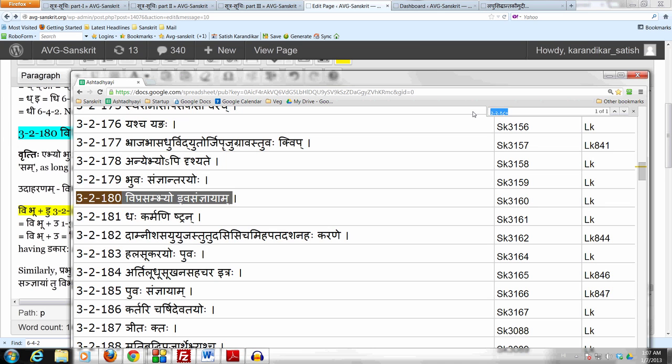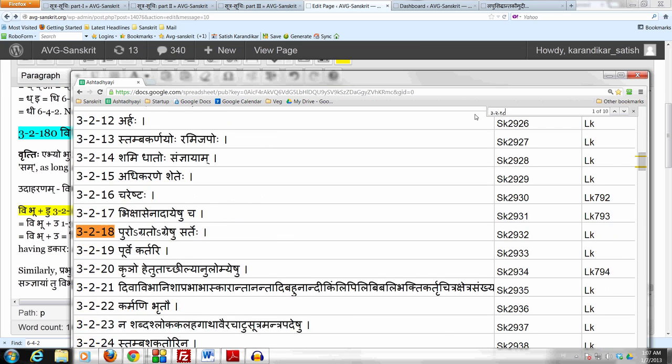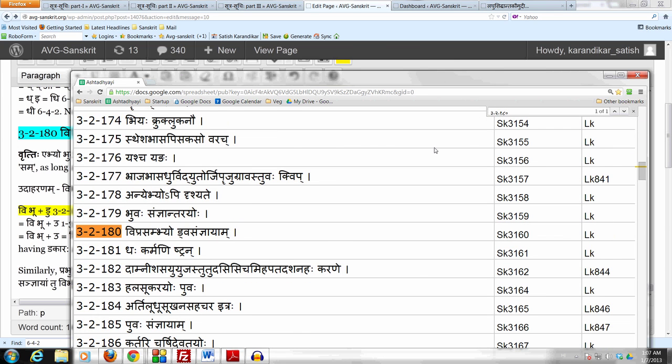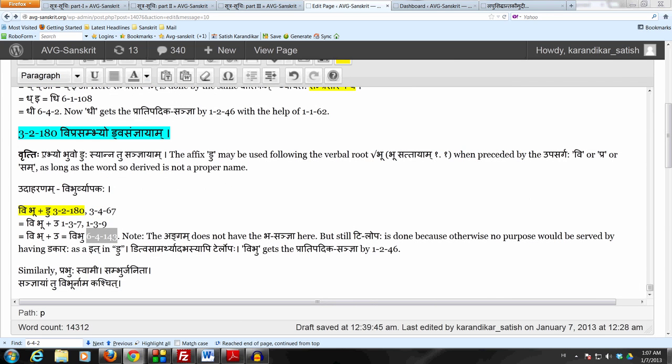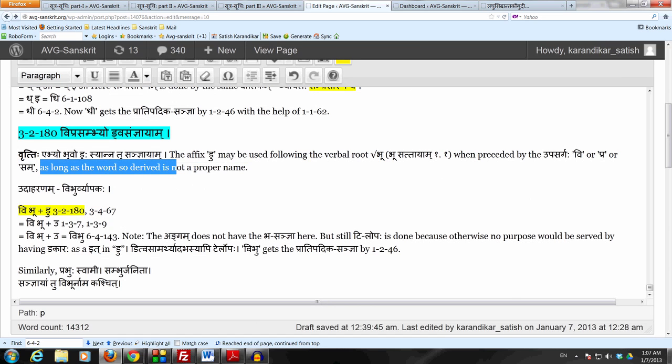So this affix du is used to denote an agent of the action, not necessarily in the sense of habitual action, etc. The vritti of the sutram says ebhyo bhuvo duh syat natu sanyayam, which means that following the verbal root bhu sattayam, the affix du may be used when bhu is preceded by the upasarga vi or pra or sam, but the condition is that the word which is so derived should not denote a proper name.